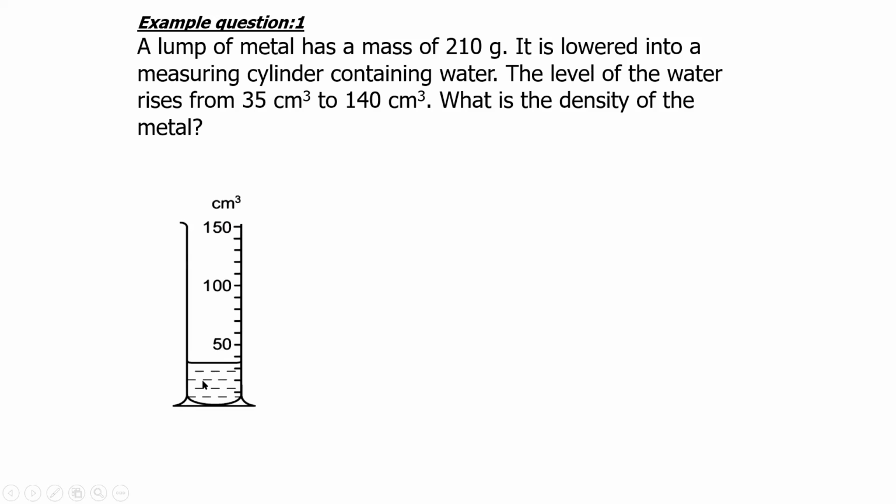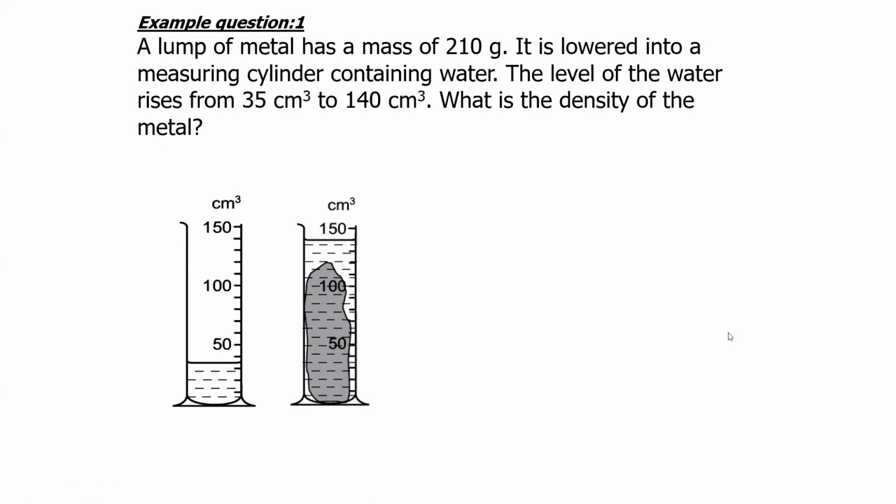So originally it is 35, then it is 140. So the difference will give us the volume of the object, which is 105. Mass divided by volume, so we got the density.